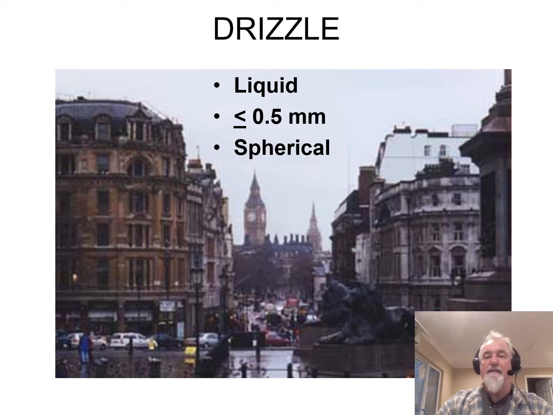Drizzle, on the other hand, is very much like rain. It's liquid precipitation, but here we see a diameter of less than or equal to 0.5 millimeters, and more of a spherical form because these droplets, they're pretty small, they're going to fall pretty slowly and not take on an aerodynamic or even a deformed shape.